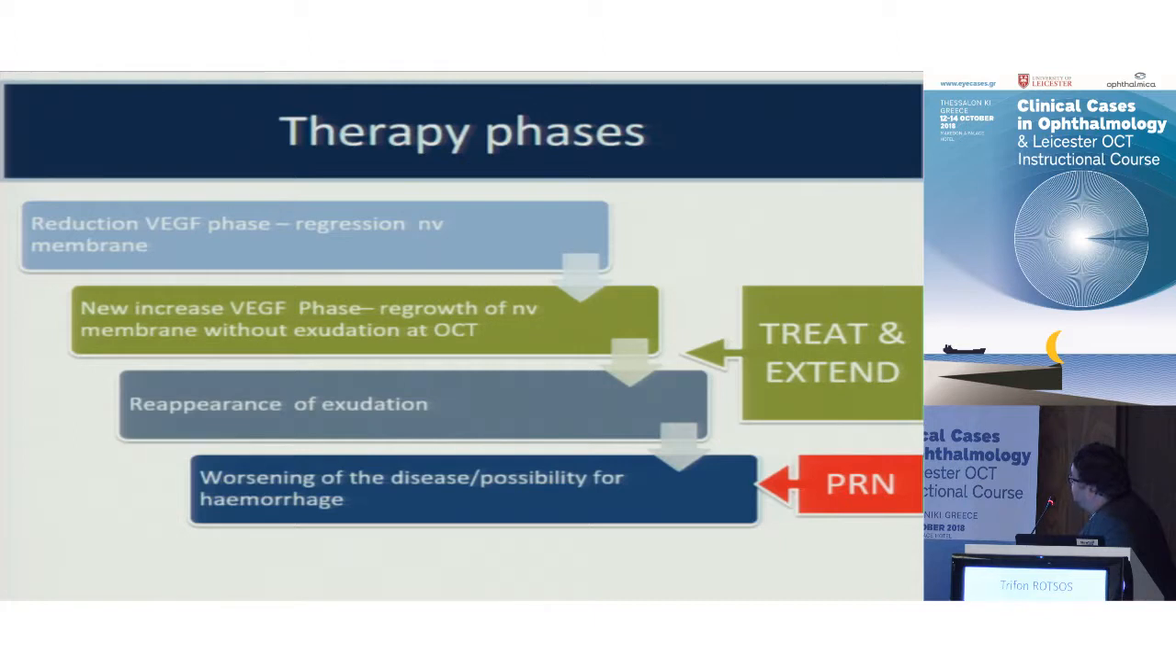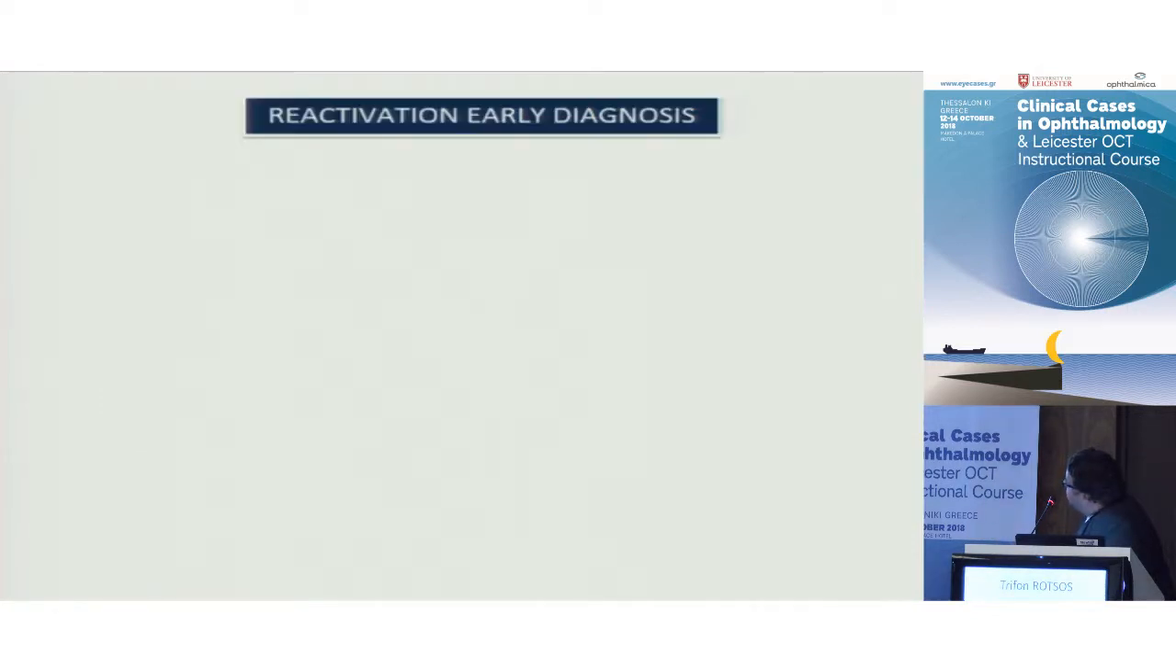So yes, treat and extend is better than PRN, because with the PRN regimen, we had to deal with patients who had a severe reduction in the visual acuity, severe regression of the disease, subretinal hemorrhages, etc. So treat and extend is better, and we have proved it now with the OCTA, because we treat the disease in all its phases, the exudative phase or the neovascular phase. Instead, with PRN, we treat only the exudative phase, and this, in the long run, will give us worse results.